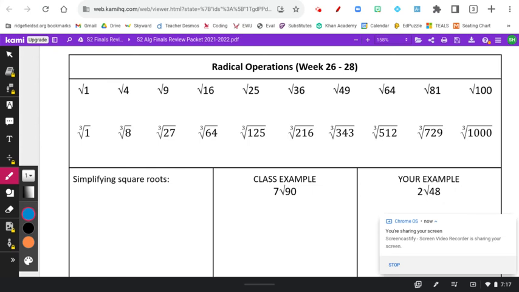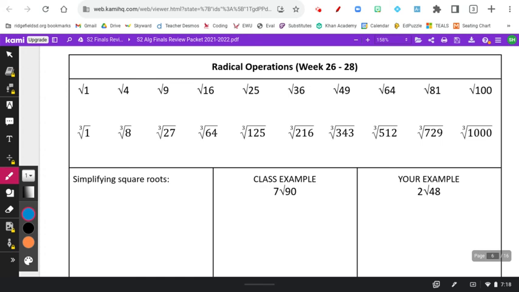Hey students, we are in the radical operations portion of your packet, and we're going to start with all of these roots here. So if you recall, a radical is this wacky symbol here that we normally call a square root, but it also includes things like cube roots, fourth roots, all of those.